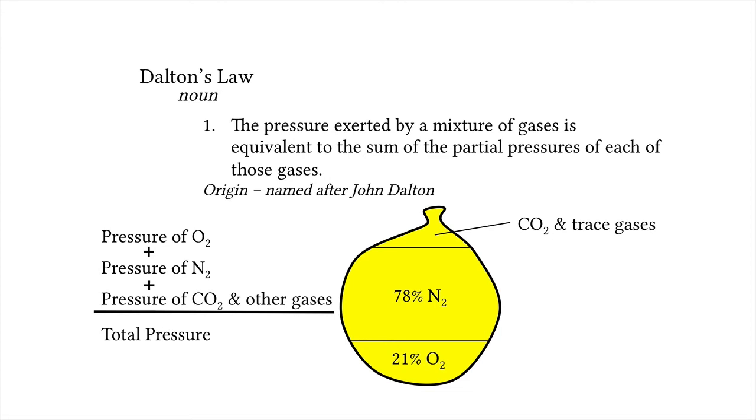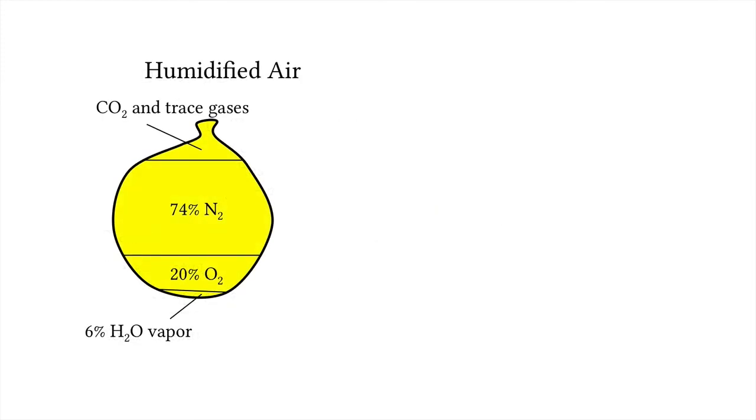Each gas in a mix exerts its own specific pressure, so if you add all of them up, you get the total pressure. Let's look at the partial pressure of the gases in humidified air, or air with moisture in it. The partial pressure of nitrogen is found by taking the percentage of nitrogen in the air, which is 0.74, and multiplying it by the total pressure that atmospheric air exerts, which in this case is 760 millimeters of mercury. That results in 562 millimeters of mercury. And that partial pressure is a good way to measure how much nitrogen is in the air.